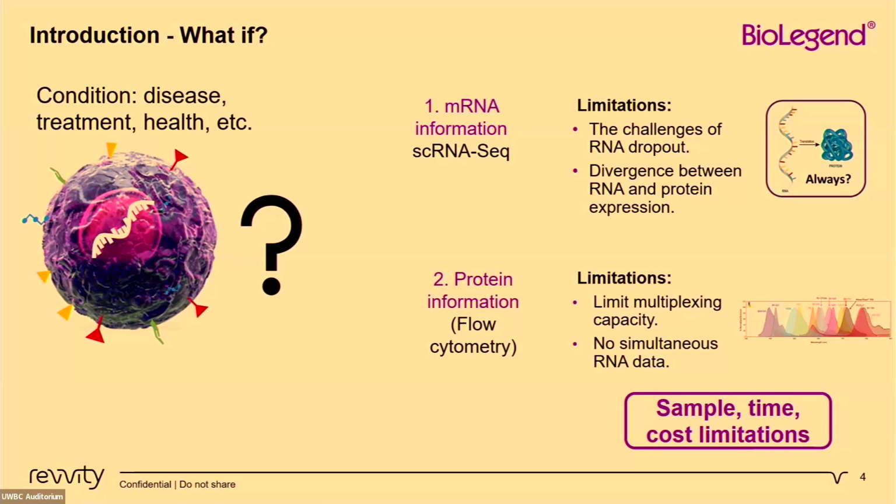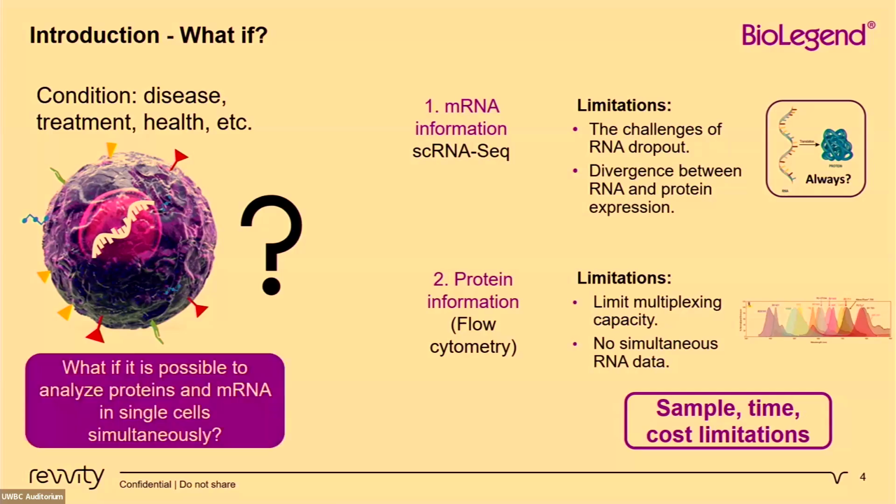Conversely, we have lots of different tools we can use to analyze proteins, like flow cytometry. Limitations here are that there's limited multiplexing capacity. Yes, now with advanced cytometers, we can do 40 plus parameters, although that does take quite a long time to develop. But you also don't get simultaneous RNA data. So things you have to consider, of course, for either of these are the sample you have, the time and cost limitations for either of those assays.